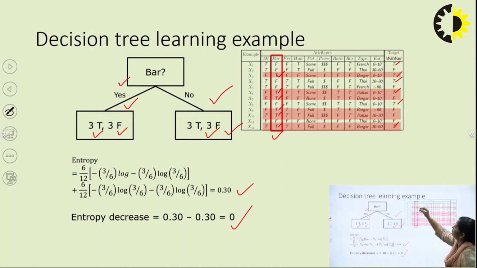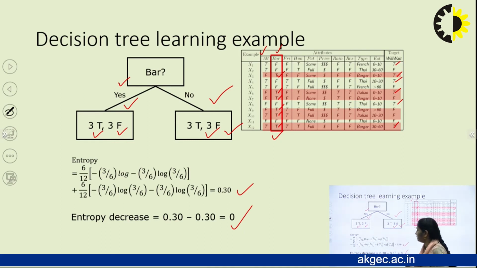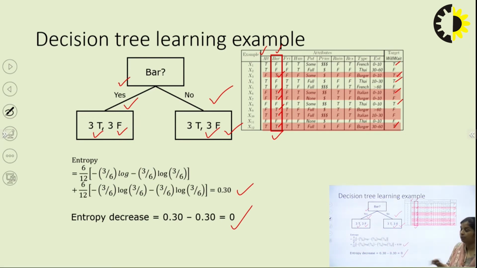So we have checked alternate and bar. For both of these we have got the entropy value as 0.30, so the entropy decrease is 0. This is our calculation for these two.